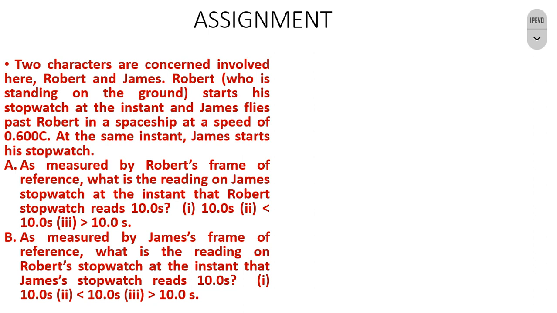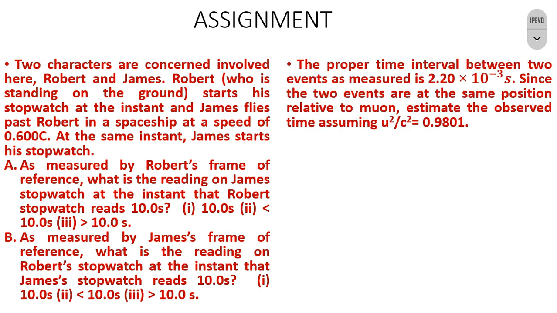So you are going to use the writing material, copy out the assignment, think about it, and tick the correct option. This one says, the proper time interval between two events as measured is 2.20 times 10 to the power minus 3 seconds. Since the two events are at the same position relative to the observer, estimate the observed time, assuming u squared over c squared equals 0.9801.